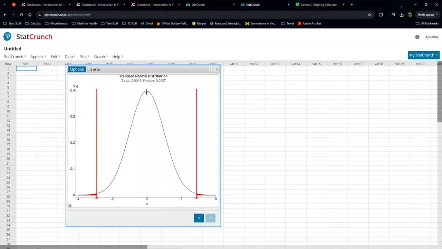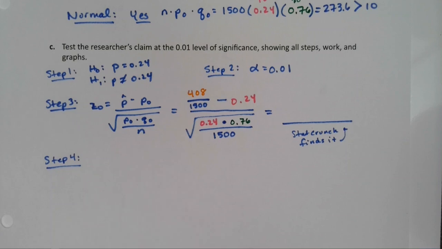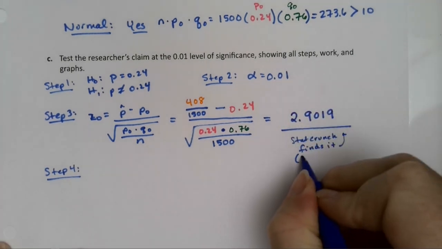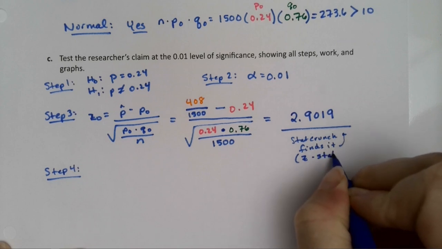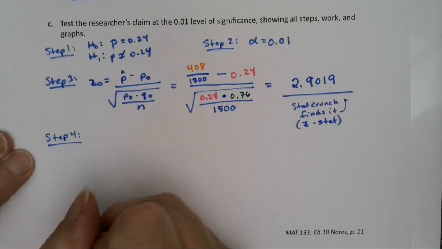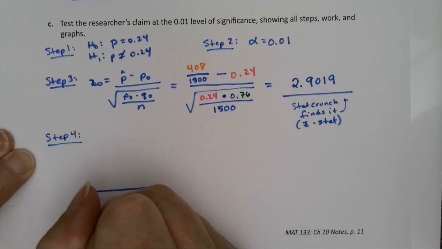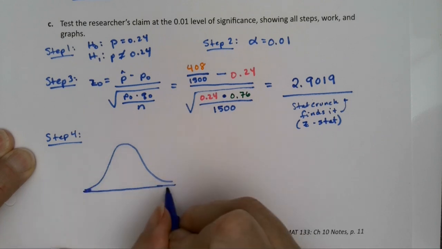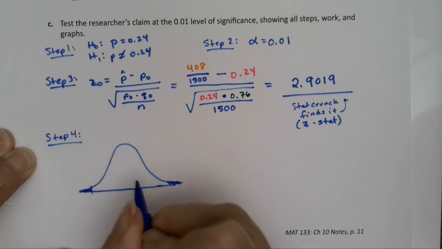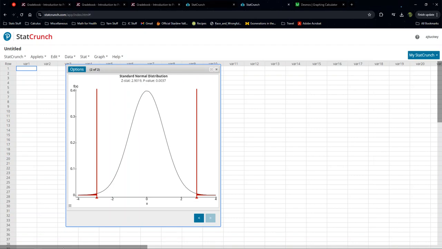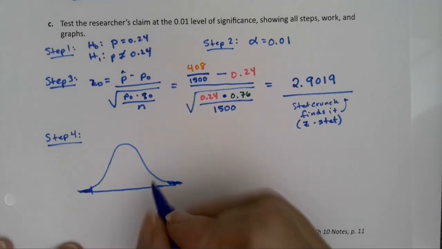So we're going to go back to the page. We'll say 2.9019. It's the Z-stat, right? The Z-stat is that value. And as for our picture, we're going to draw that picture. We're going to shade the tails. That's what they had. They had the tails shaded. Here, let's go back and look at it one more time. Yeah, that's pretty good. So shade my tails.